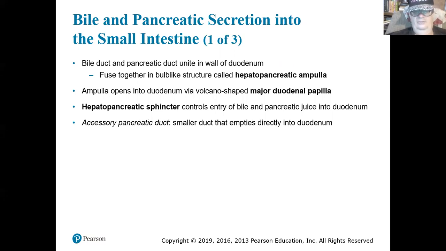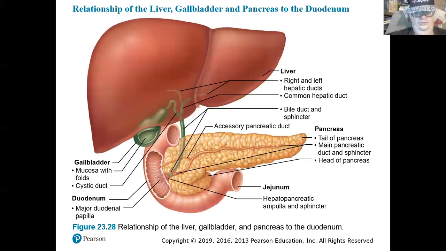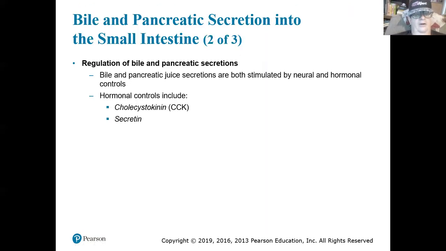All right. So there we have the papilla that we were just talking about in the wall. All right, how do we regulate this? Bile and pancreatic juice are stimulated by neural and hormonal controls. The hormones could be cholecystokinin or secretin. Secretin tells you to secrete stuff. I don't have a good mnemonic for cholecystokinin.